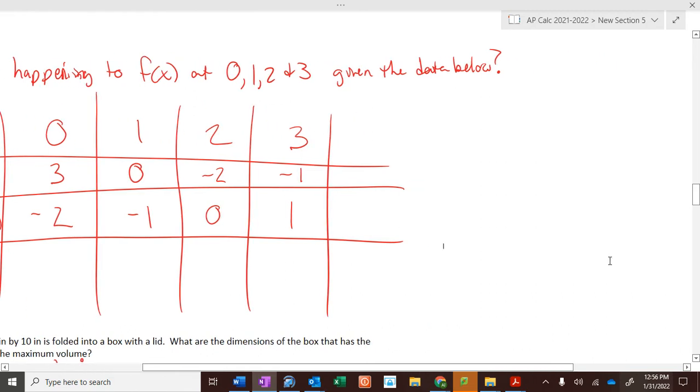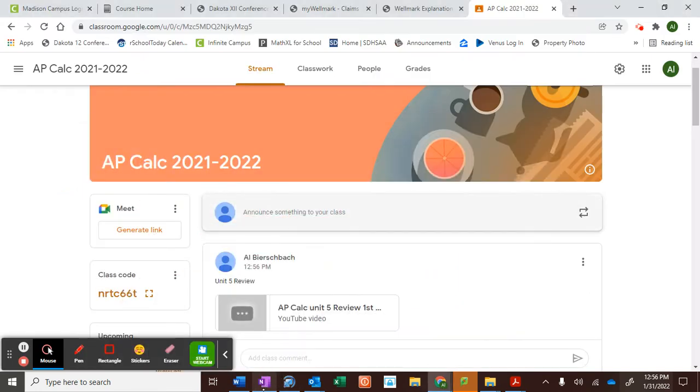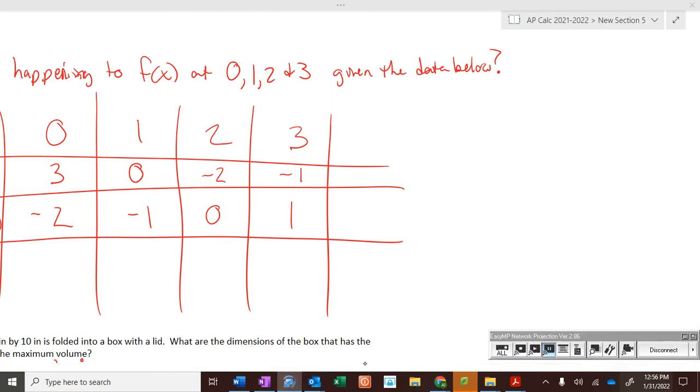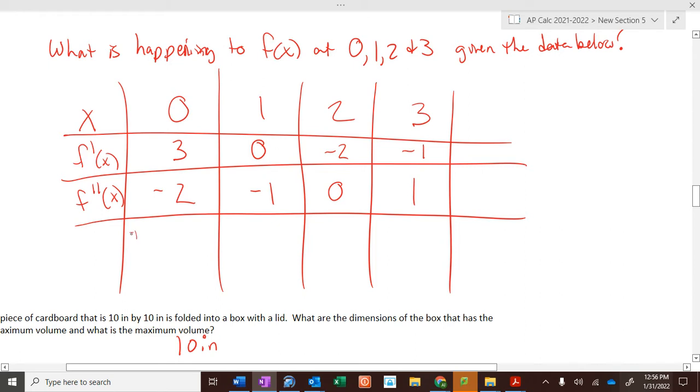All right, when x is 0, your first derivative is 3, your second derivative is -2. What is happening? So it's increasing slope and concave down. Okay, everybody agree with that? Trey? Because the first derivative is positive.